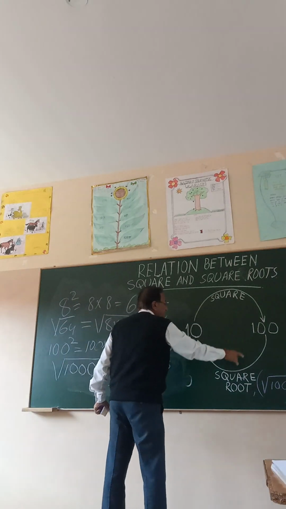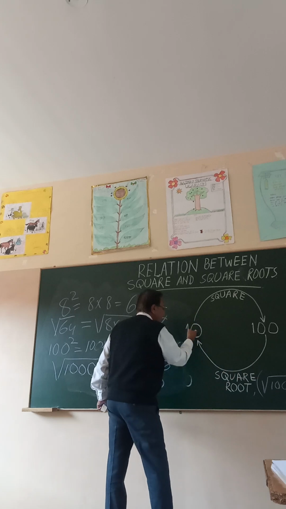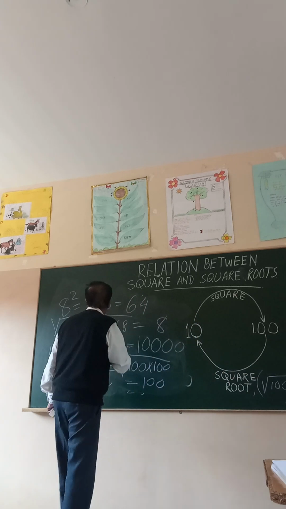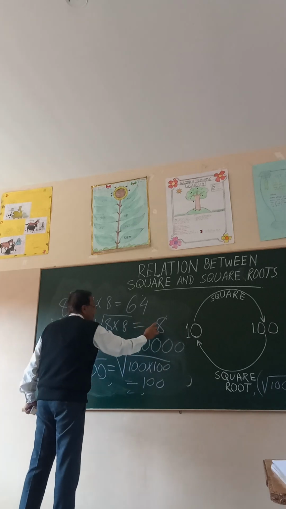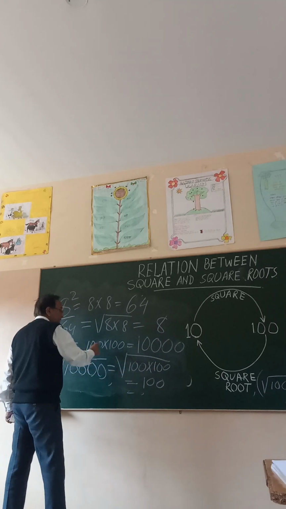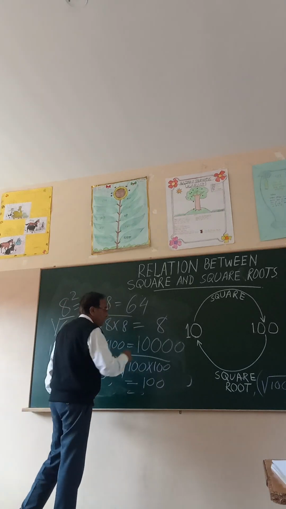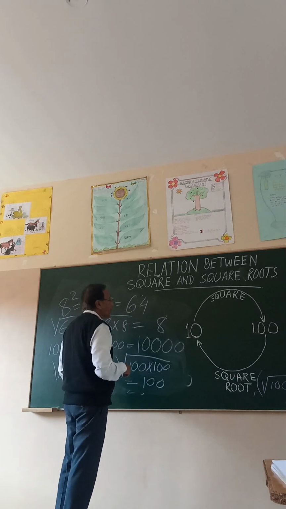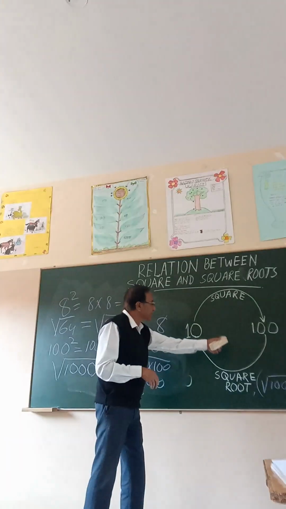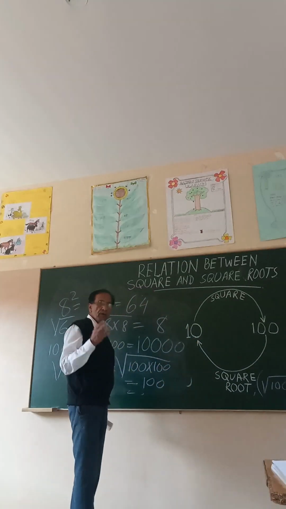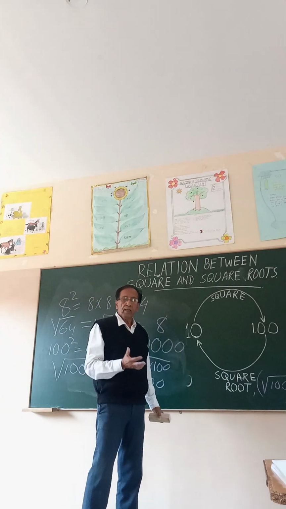From this figure it is very clear: the square of 10 is 100 and the square root of 100 is 10. Another example, the square of 8 is 64 and the square root of 64 is 8. The square of 100 is 10,000 and the square root of 10,000 is 100. So these numbers are called perfect squares. 100 is a perfect square, 64 is a perfect square, 10,000 is a perfect square.